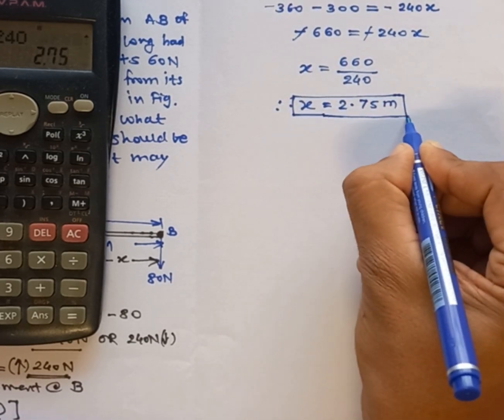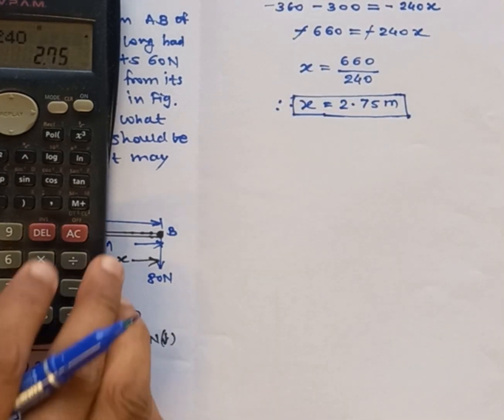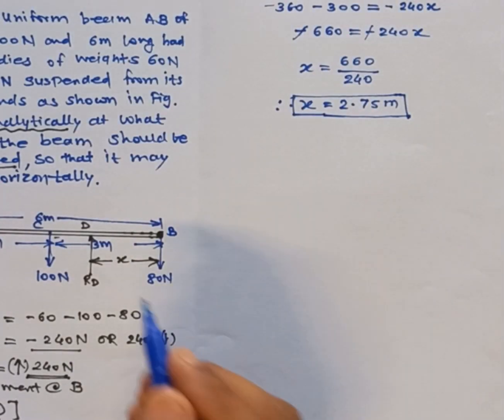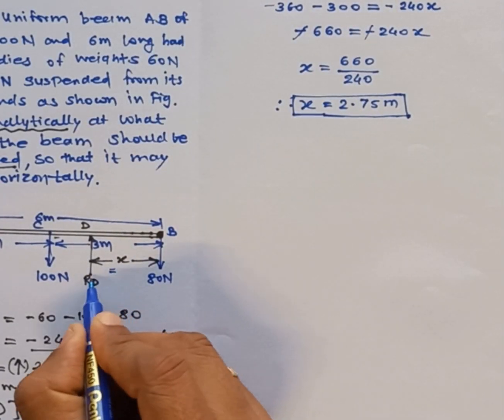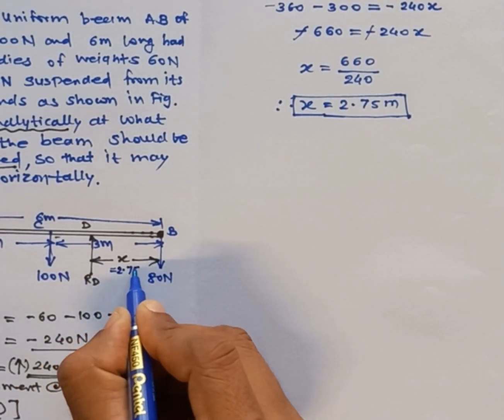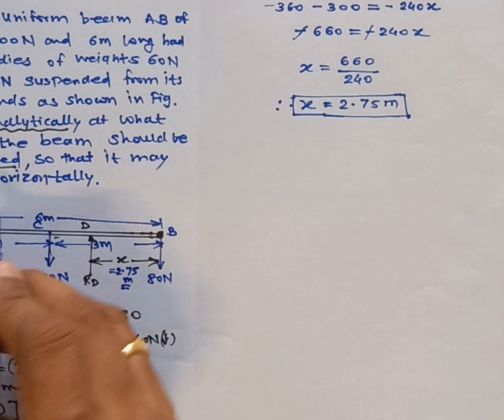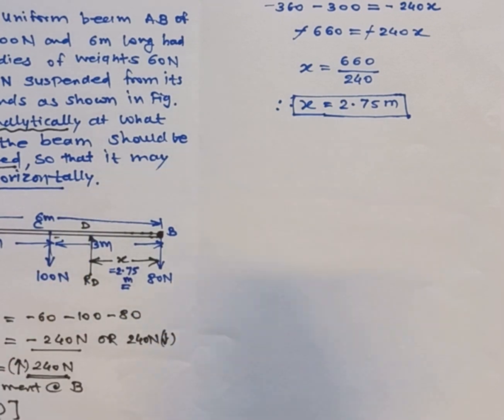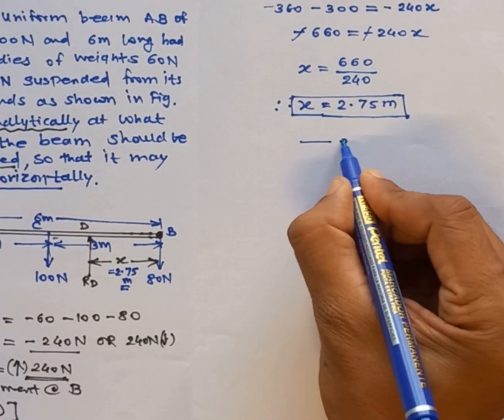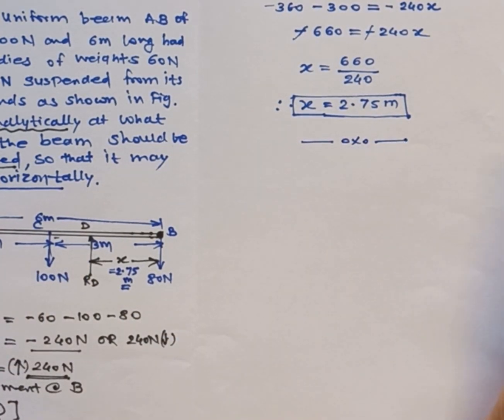And this is what the expected answer is. Hence, if you see the diagram, this x is 2.75 meter to keep the beam horizontal. I hope it is clear to you. Just practice this problem. Thank you.